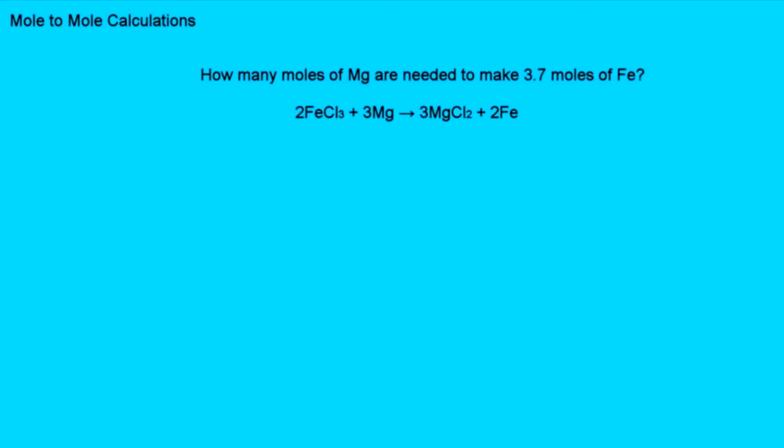Let's try another mole-to-mole calculation. This should also just be one step, because it says how many moles of magnesium are needed to make 3.7 moles of iron. All right, so we're going to start with the number. There's only one number up here: 3.7 moles of iron. It's a good idea to get into the habit of writing your units so you don't forget what you're doing, because if we have moles of iron here, we need moles of iron down here.